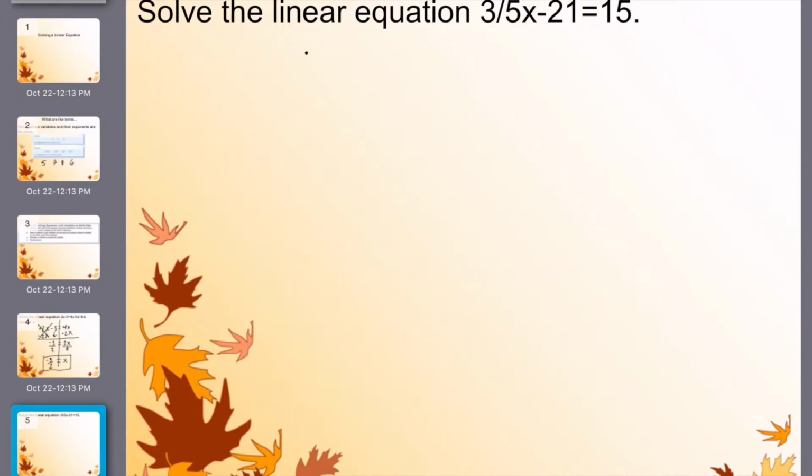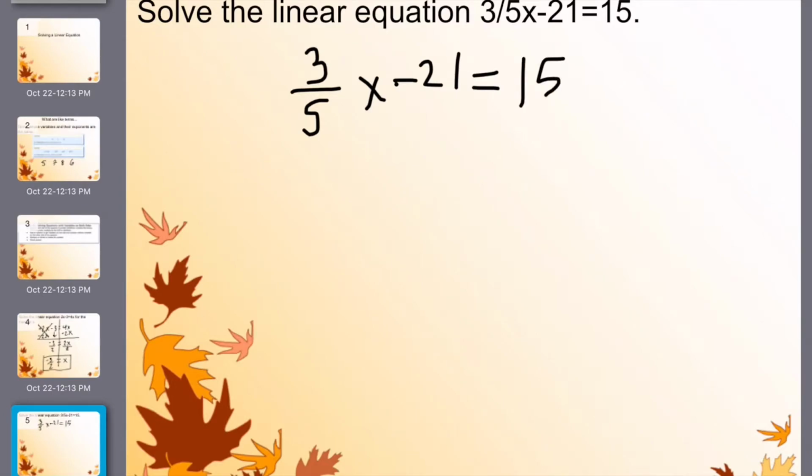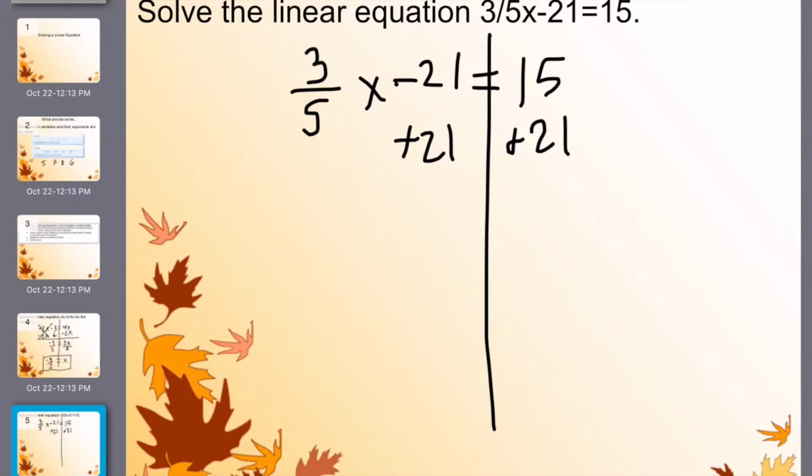I have 3/5 x minus 21 equals 15. So the first thing that I'm going to want to do is add my 21 over to the other side so that I can try to get my x's by themselves. So I'm going to add 21 on both sides. Remember, whatever I do to one side, I have to do to the other side, and that helps preserve equality.